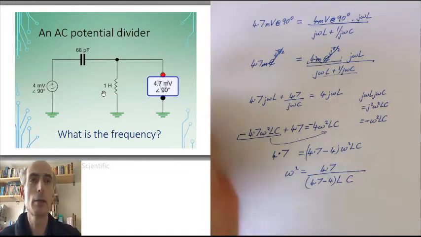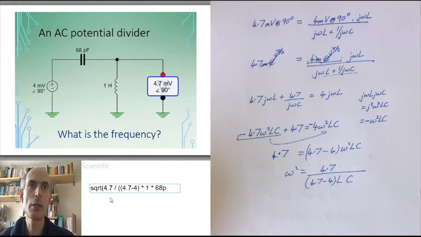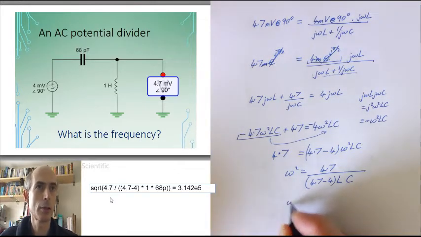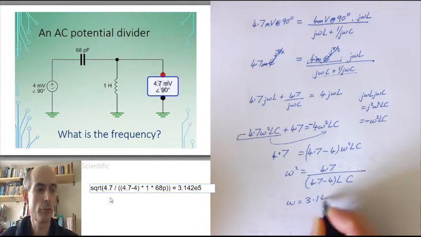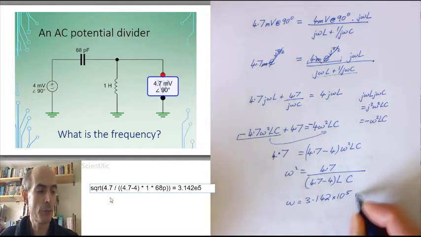And from here on in, I just need a calculator in order to calculate what the square root of 4.7 divided by 4.7 minus 4 times L, in this case 1, times C, in this case 68 picofarads, actually is. And the result, omega is 3.142 times 10 to the power of 5 radians per second.